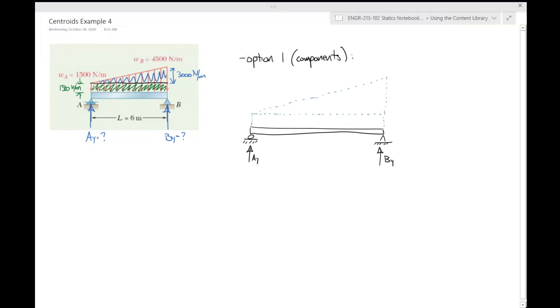I have a load that has a height of 1,500 newtons per meter, and it is spread out over a distance of 6 meters. So the first thing I want to figure out is, what is that resultant? What would be the statically equivalent resultant? The easiest way of looking at that is let's just keep it simple. I have 1,500 newtons per meter applied over a beam that's 6 meters long. How much force is that?